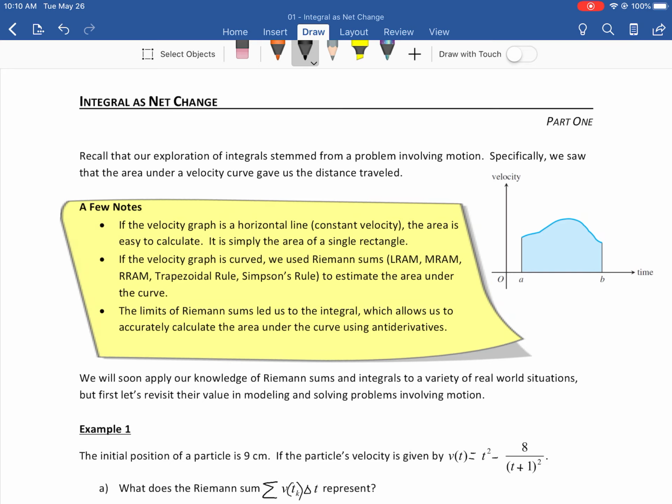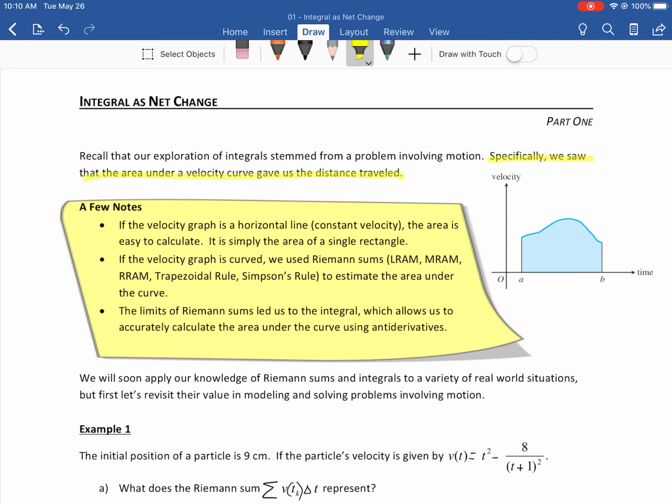So recall that our exploration of integrals stems from problems involving motion. Initially, when we worked at integration, we used motion to motivate it because motion was something that we could easily talk about and put into application terms. Specifically, we saw that the area under a velocity curve gives us the distance traveled. Let me just highlight that as a review of what we've covered in integration before.